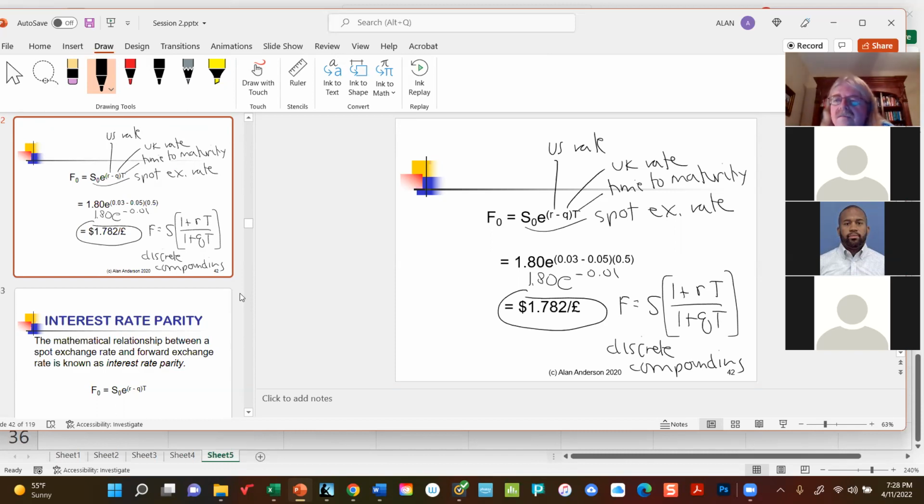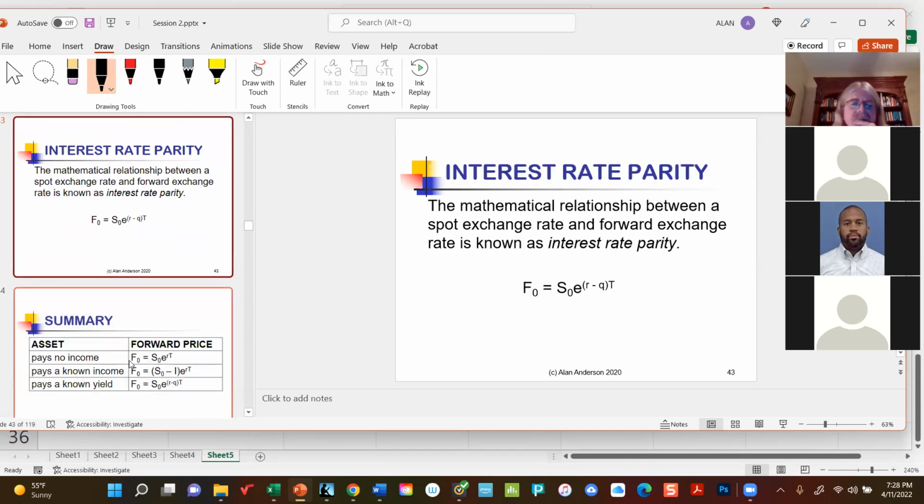Now, it turns out that if you've ever had a class in international finance, you might recognize that for the case of currencies, this relationship is often known as interest rate parity. You don't have to know that. I just want to throw that in there. If S is a currency, then this is known as interest rate parity. And because a lot of forward contracts are written on currencies, this is an important relationship.